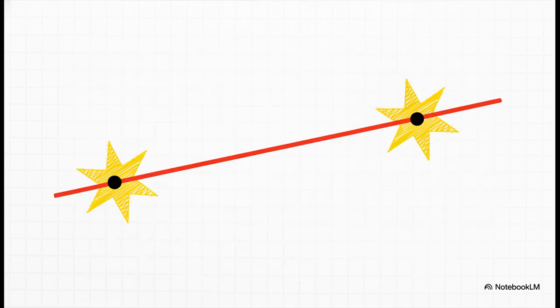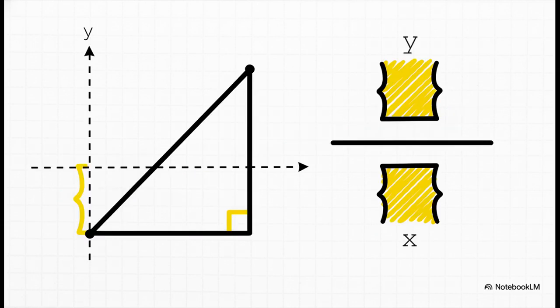Okay, let's make this super real and put some numbers to it. Just imagine a line on a graph, and it passes through the point (1, 4) and the point (2, 7). We can use our trusty rise over run to find its exact steepness. We just plug the numbers right in.